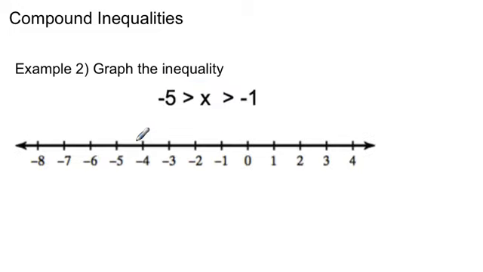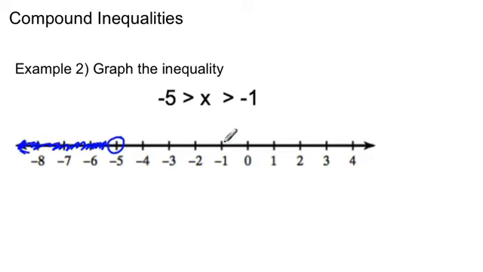Let's look at another. Here we're graphing the inequality -5 is greater than x, which is greater than -1. So I'm going to again start with my points of interest. So I have -5, and x has to be less than -5. The duck's mouth is eating -5, so it's bigger, so I would shade this way.